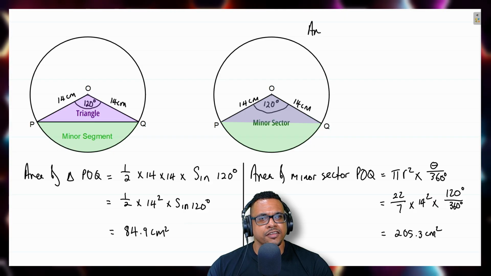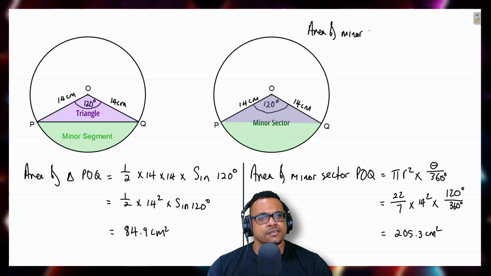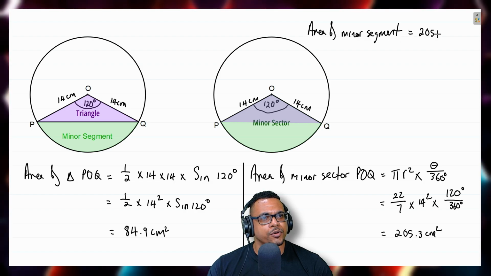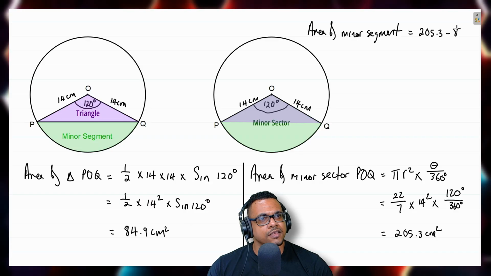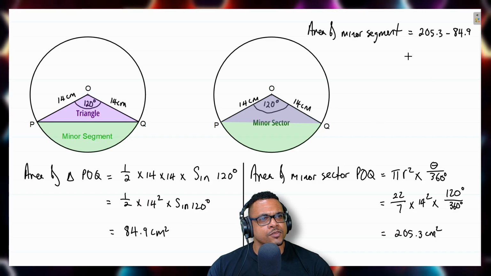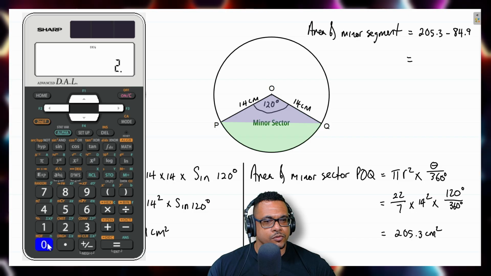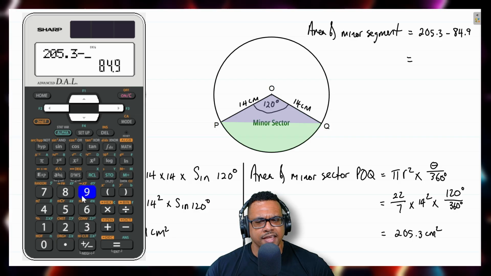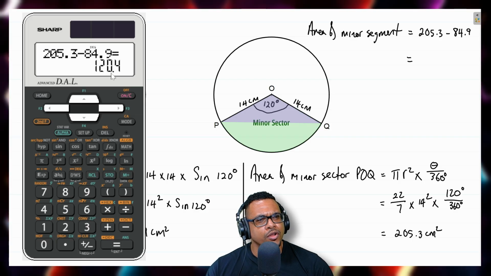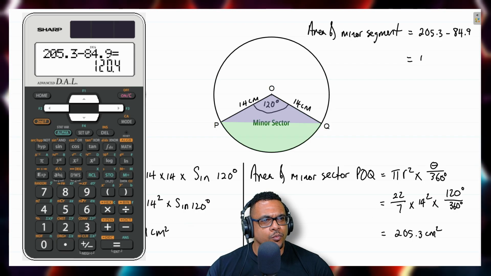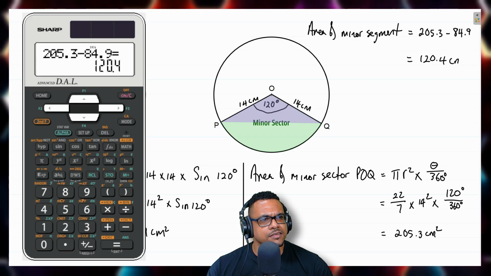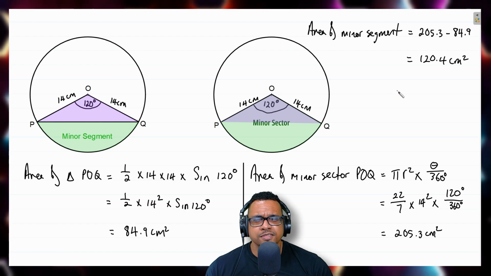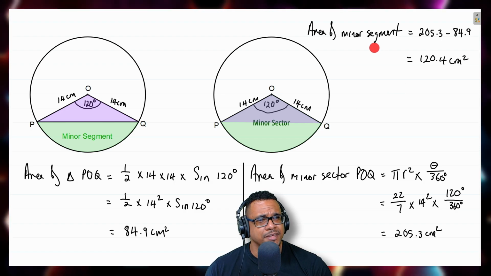So I'm going to have area of minor segment is equal to 205.3 take away 84.9. And that's equal to 120.4. So we get 120.4 centimeters squared. Now this will bring us to the end of the video, and I trust that now you see how simple it is to find the area of a segment.